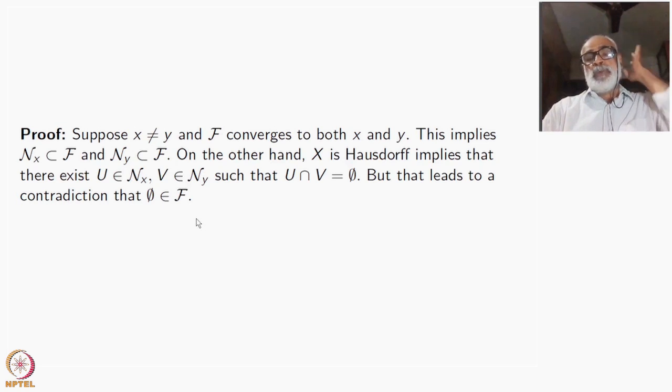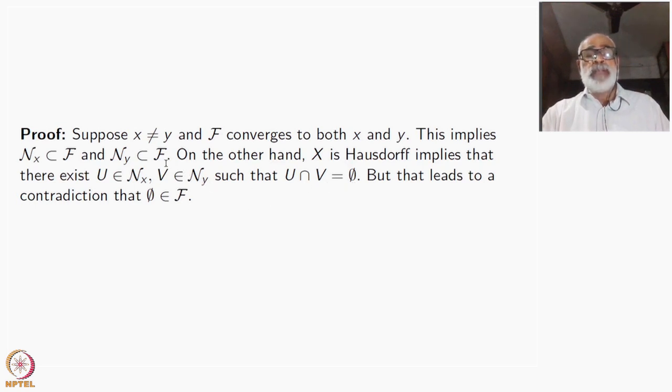So let us prove this one. Suppose x is not equal to y, they are points of X, and F converges to both x and y. Then N_x is inside F and N_y is also inside F. On the other hand, X is Hausdorff, which implies that there exist a U in N_x and a V in N_y such that U intersection V is empty. So this is Hausdorffness.